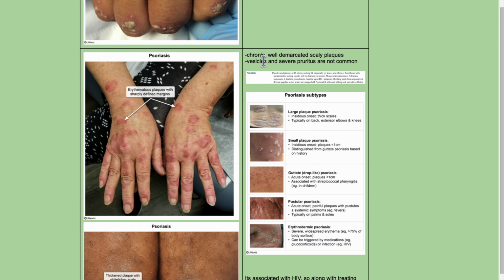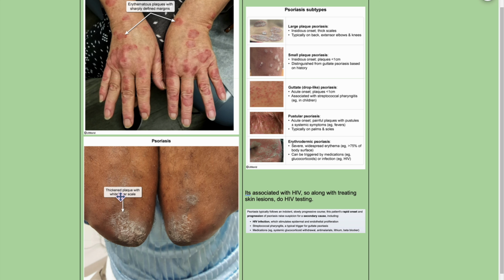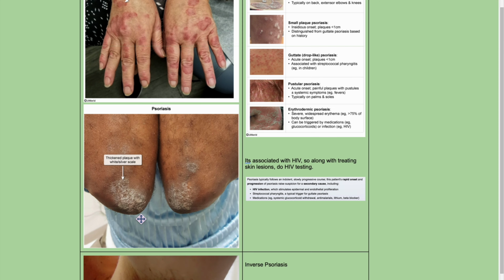Psoriasis now. These are chronic, well-demarcated scaly plaques. Vesicles and severe pruritus are not common. Okay, so that thickened plaque with white silvery scales.